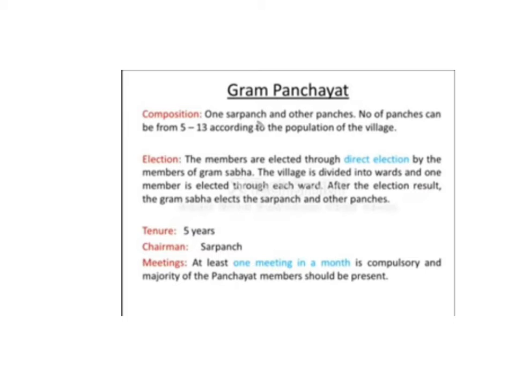of the Gram Panchayat. Its tenure is 5 years. Chairman is Sarpanch. Tenure means Gram Panchayat remains in power for 5 years. Its head or chairman is the Sarpanch. Meetings. At least one meeting in a month is compulsory and a majority of the Panchayat members should be present. As we saw in the Gram Sabha, at least 2 meetings are compulsory in 1 year. But in Gram Panchayat, at least one meeting in a month is compulsory and more than half of the members should be present in the meeting.